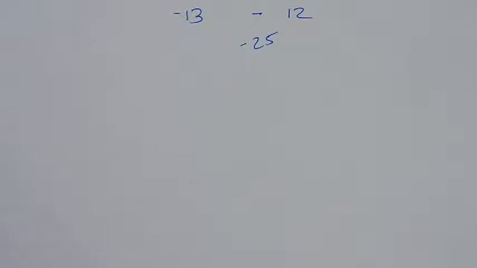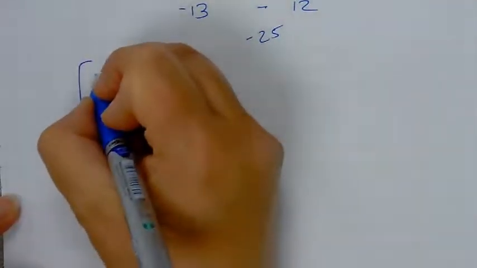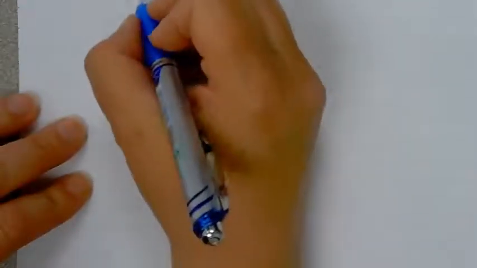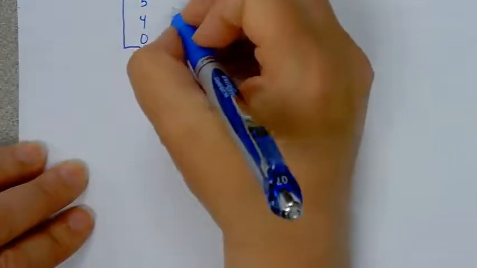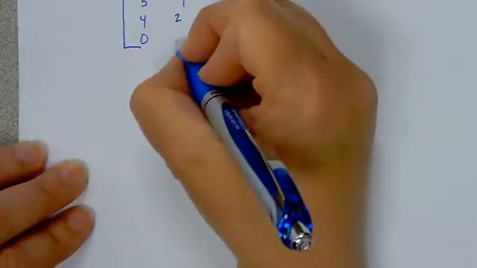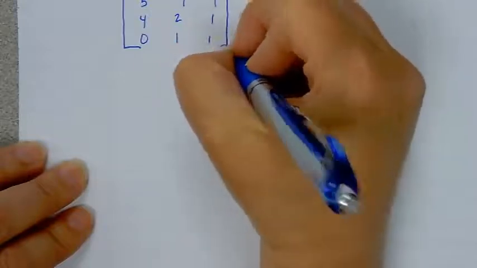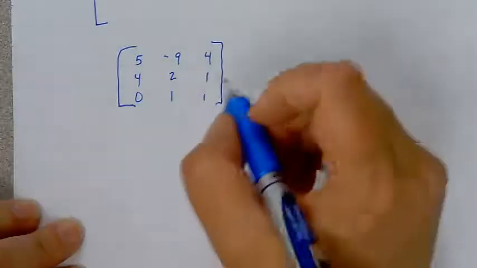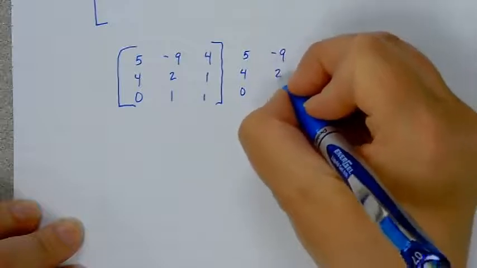Let's do one more. Why don't you try this one, and then unpause the video. Let me start again here. Let's get this down: 5, 4, 0; -9, 2, 1; 4, 1, 1. See if you can find the determinant, and then unpause the video and you can check your answer. I'm going to extend the columns and then do some multiplying.